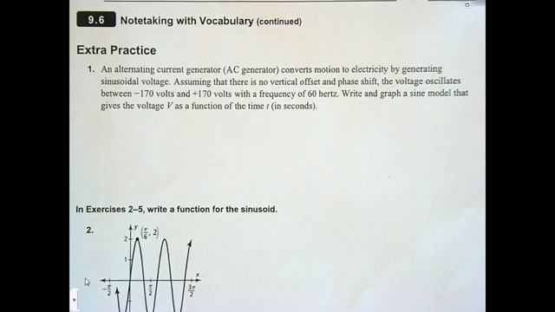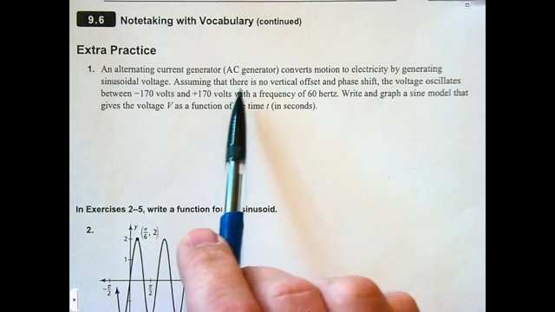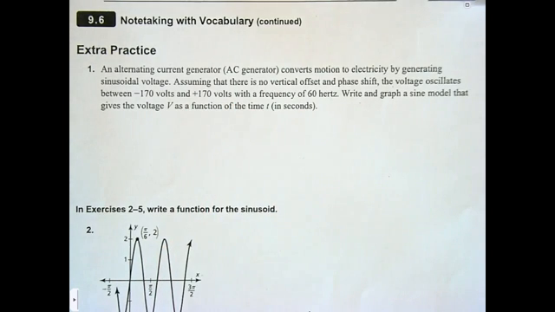Okay, so you guys are working on page 270, number 1. An alternating current generator, which means AC generator, converts motion to electricity by generating a sinusoidal voltage. It's just like a cool term, man. Say it like 10 times. You got to say both words. Generating sinusoidal. It's awesome. Great tongue twister. Assuming that there is no vertical offset and phase shift.